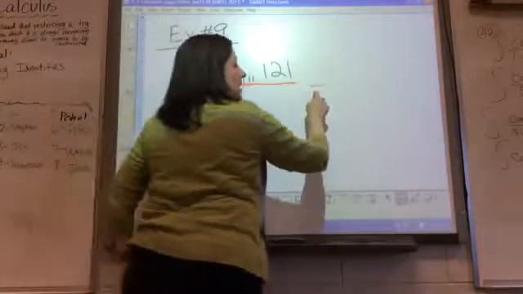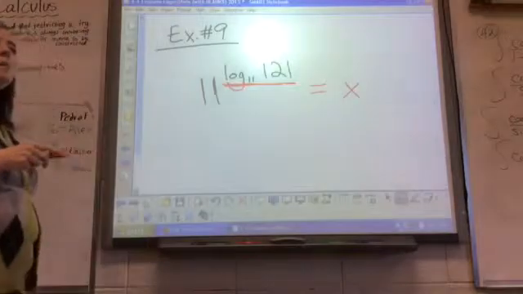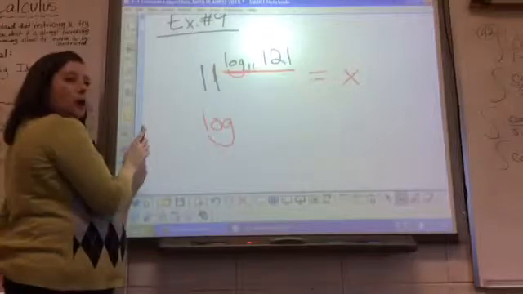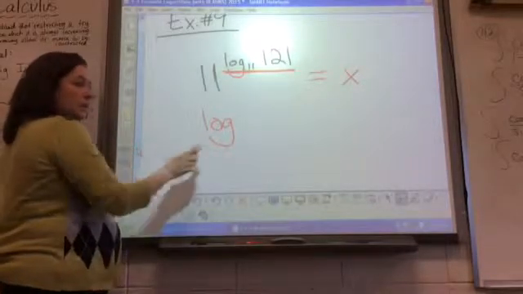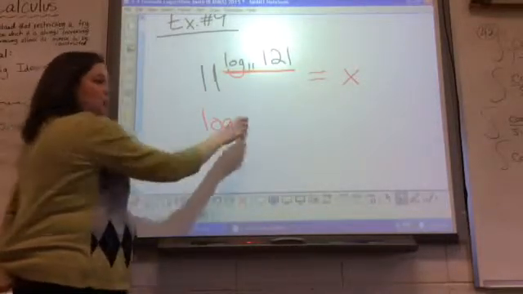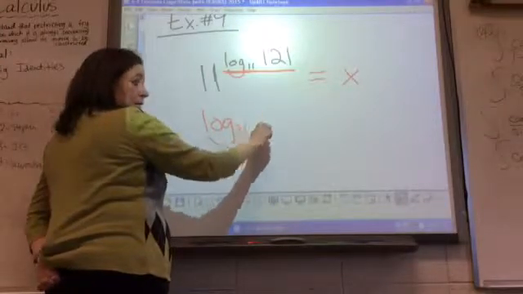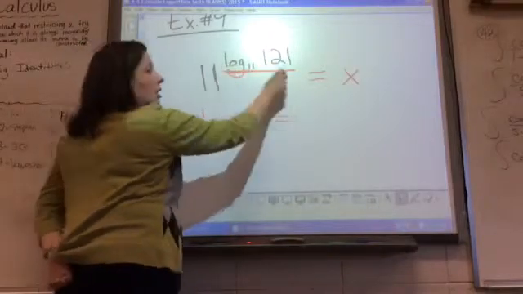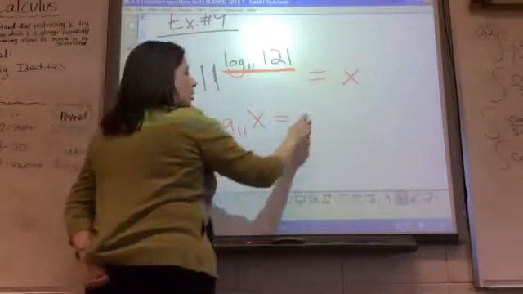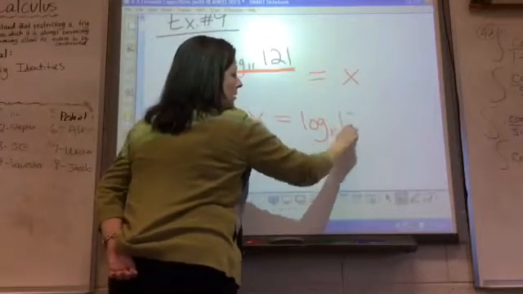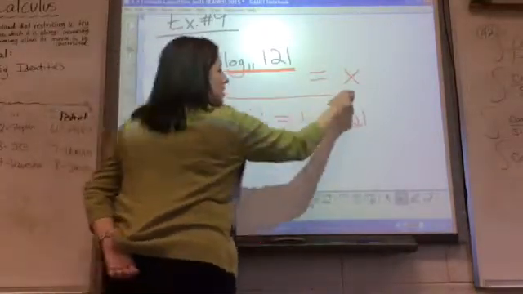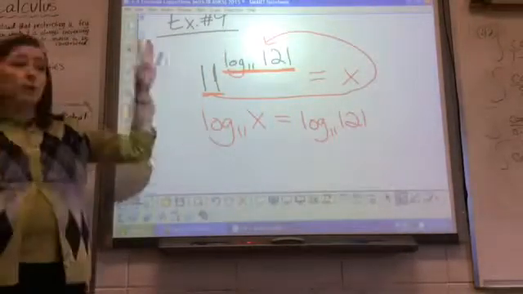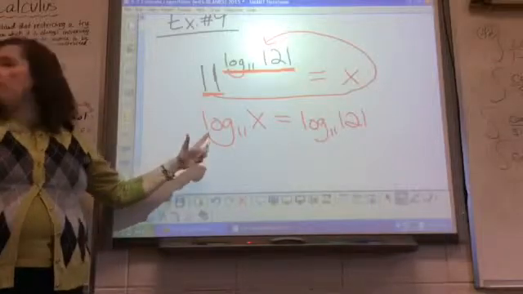So when I go equals x, help me rewrite this. Log, I'm putting it in log form. What's my base? 11. Log base 11 of x equals all of this, because all of that is the exponent there. So we went here to all of that. All right, we just rewrote it. It looks funny, but that's where we're at.